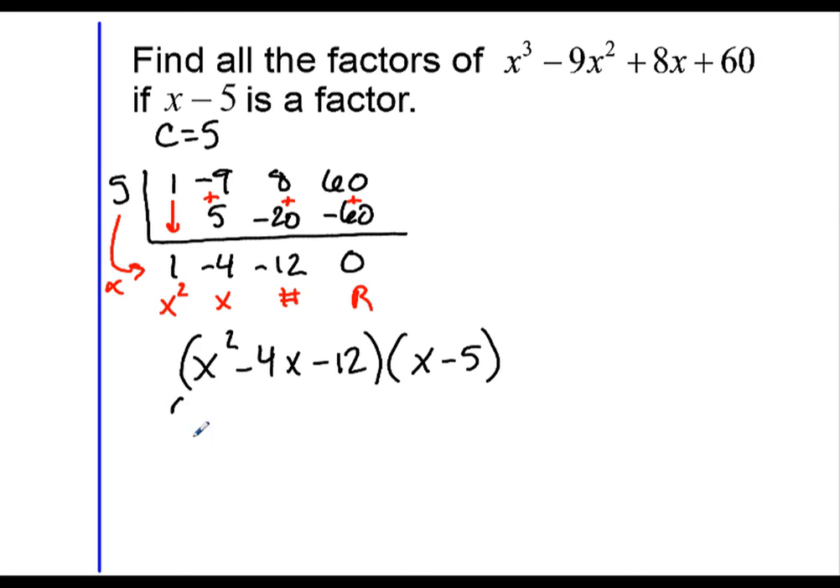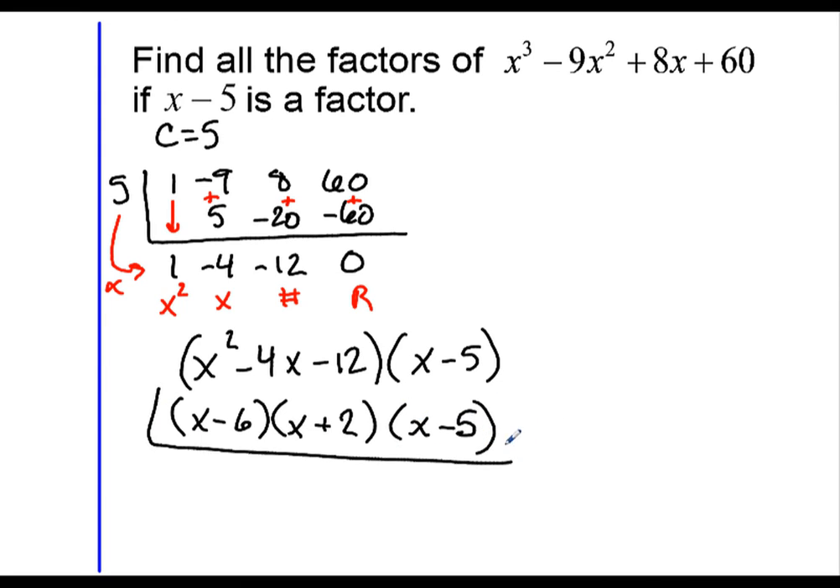and I am realizing that that is factorable more. I could factor that down into a 6 and a 2. 2 times 6 is 12, and 6 minus 2 is 4. So let's put negative here, positive here, x here, and repeat the x minus 5. This is my answer. These are all the factors.